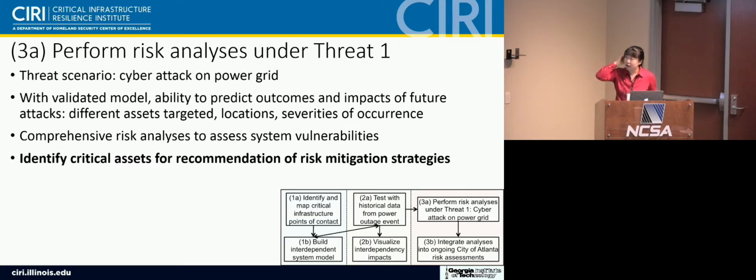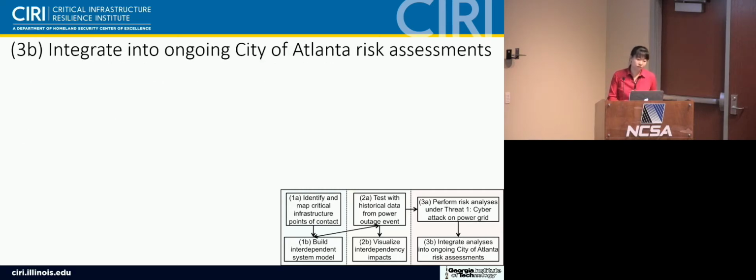And then one of the key outcomes that we want from this is to identify critical assets for recommendation of risk mitigation strategies. And so we can perform these analyses and identify the ones that are most critical, that have the biggest effects. And then with that, be able to then, in part 3B, integrate into ongoing City of Atlanta risk assessments. So this is really the implementation part of things.